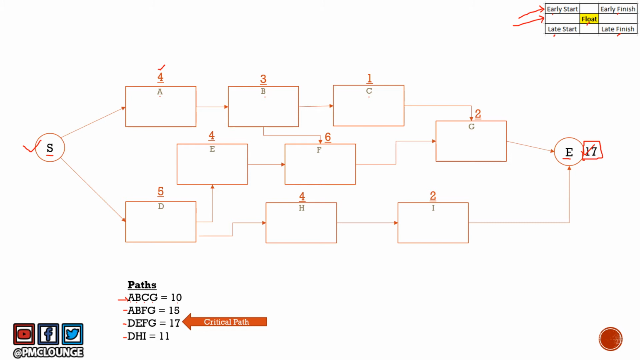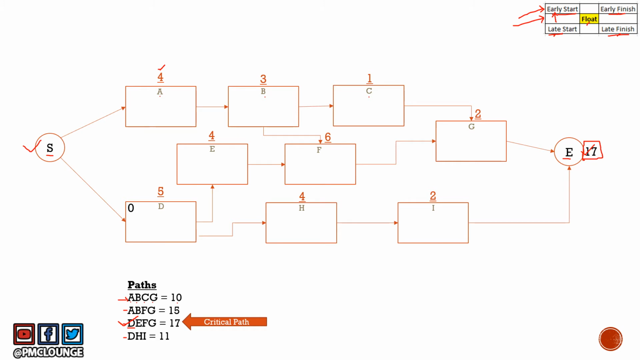So now to calculate early start, early finish, late start, late finish, we do something which is known as forward pass and backward pass. So for forward pass, we start off with the critical path, which is DEFG, and we start off doing a forward pass of the critical path, right? So we start with activity D. What should be the early start for activity D? That is the first activity. The early start should be 0, right? That is when you are going to start with activity D.